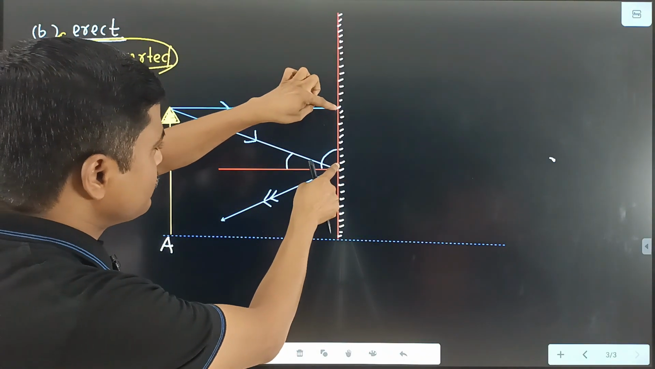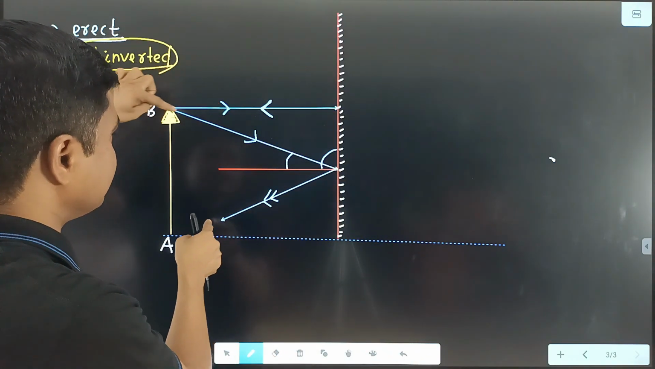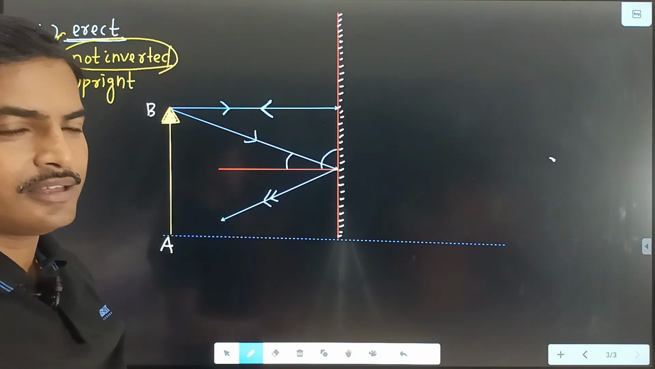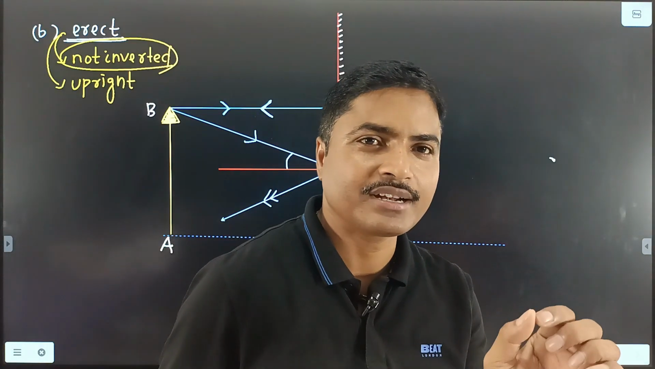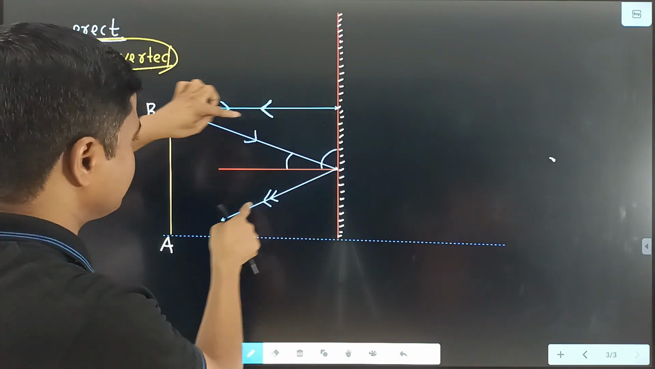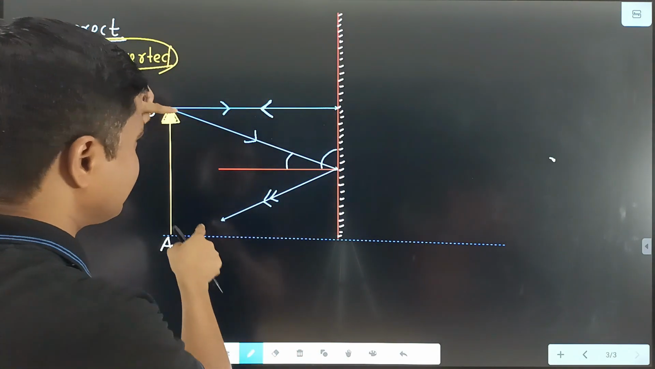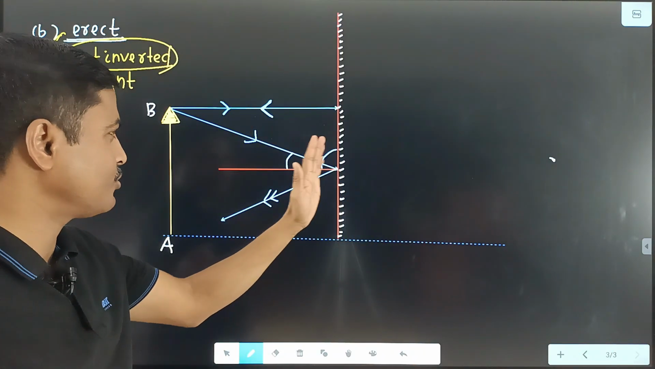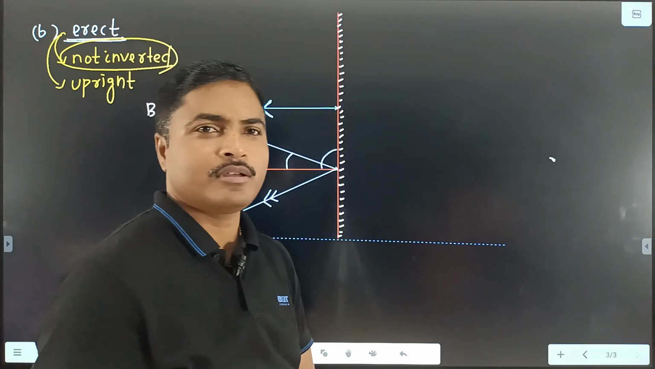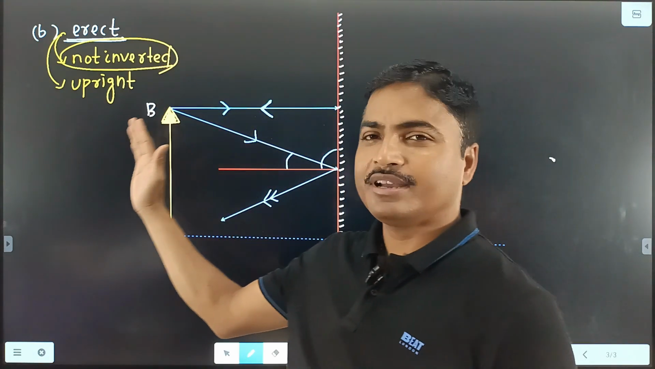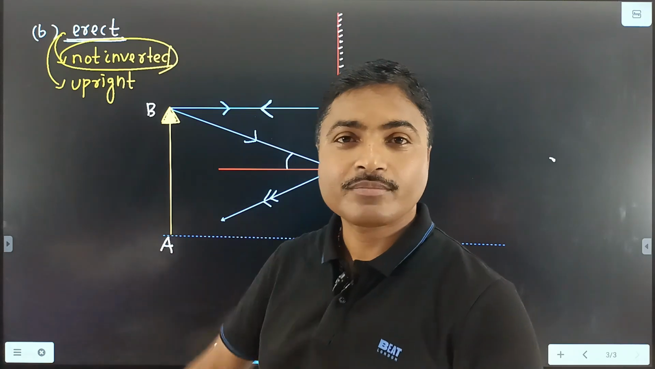The distance between the two reflected rays is gradually increasing. If the distance between the two reflected rays is gradually increasing, then both the reflected rays are diverging from each other. If both the reflected rays are diverging, these two reflected rays never cross each other on this side, never meet, so on this side the image is not formed. Then what happens?